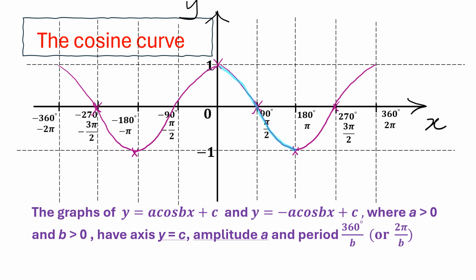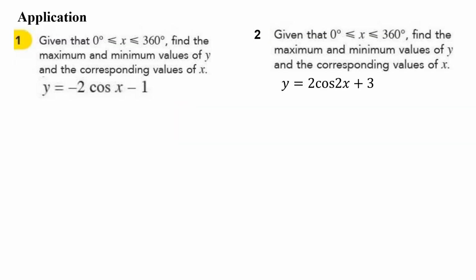The only difference is in terms of the shape of the curve, and also the maximum and minimum values of the curve and the corresponding values of x. Right, let's look at 2 examples on how we can apply the concepts we've just learned. So in example 1, we're asked to find the maximum and minimum values of y and the corresponding values of x for the function y equals -2 cos x minus 1.